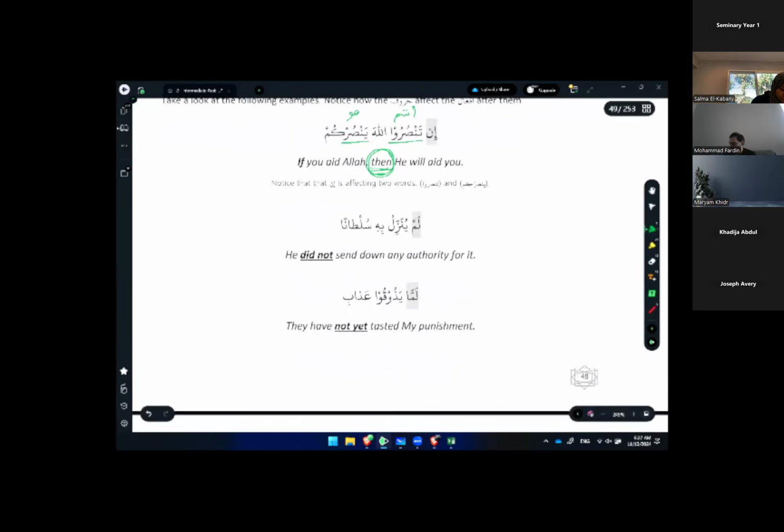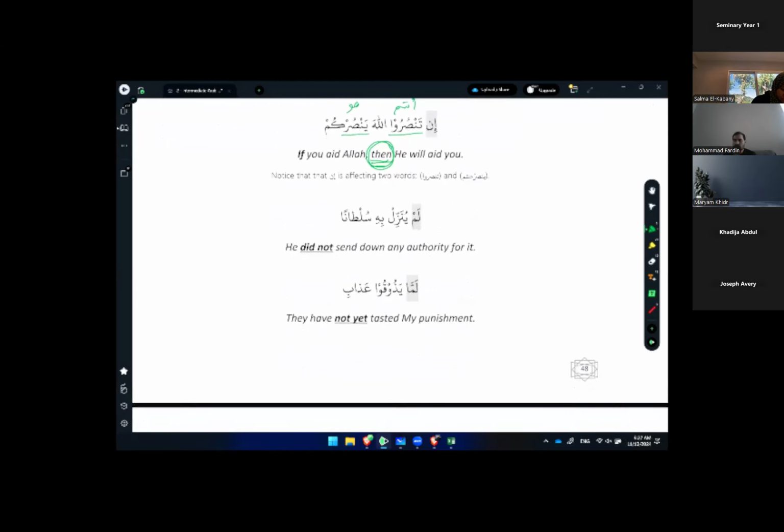All right. Next, lam yunazzil bihi sultana. All right, this verb is from a different verb form we haven't covered yet, verb form number 2, but we can still benefit from this. It ends in a sukun. This is originally huwa. Lam yunazzil bihi sultana. He did not send down any authority for it. Past negation. He did not in the past.